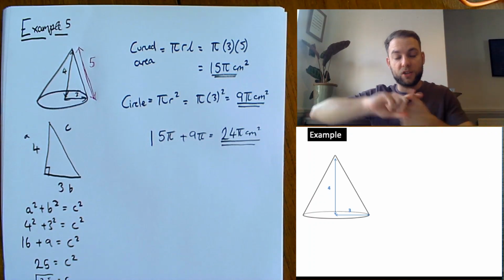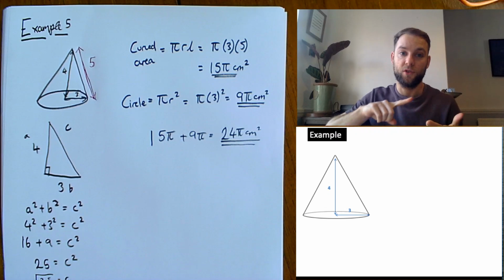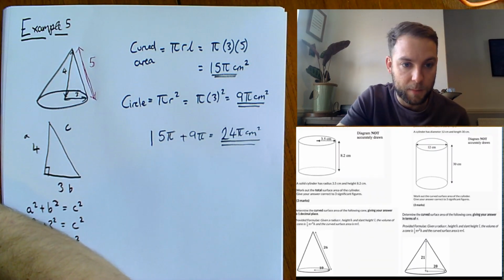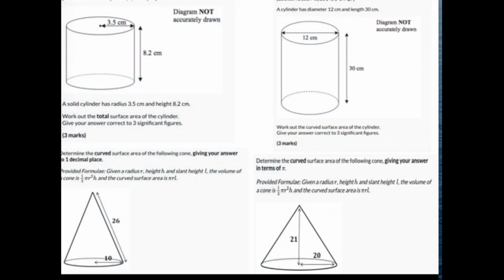Brilliant. So we've done the surface area of a cylinder. We've done the surface area of a cone. So let's have a go at some of these questions now. We'll make this big for you. Pause now and have a go at these. There's 4 there for you to have a go at. I have got 2 harder ones as well. But pause now and have a go at those.